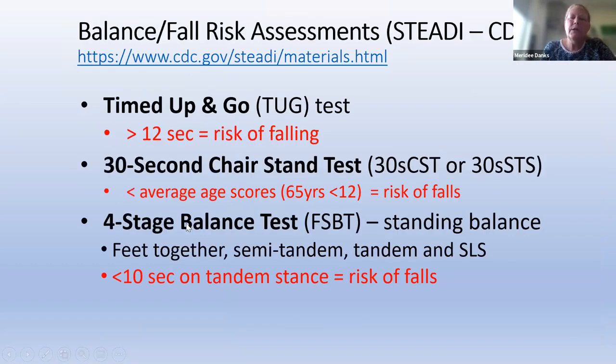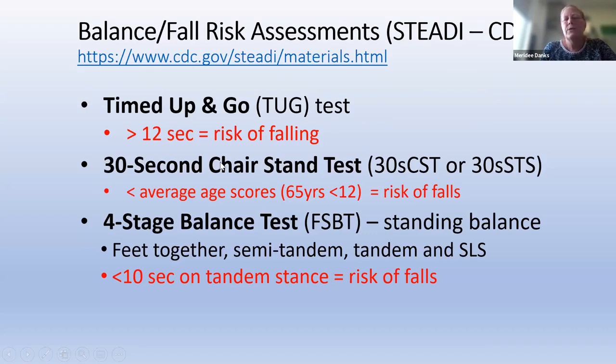We can also look at functional tests that we can do. Very common one, timed up and go. If a person scores greater than 12 seconds, they're at an increased risk of falling. Quick and easy test, I'll kind of show you that. These are ones recommended by the CDC STEADY program. They have all of these tests and videos and handouts that you can download if you click on the site here.